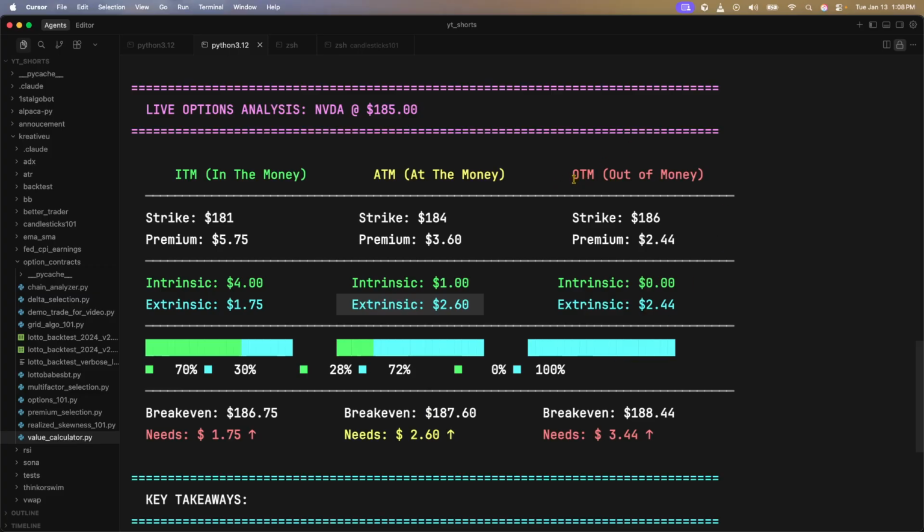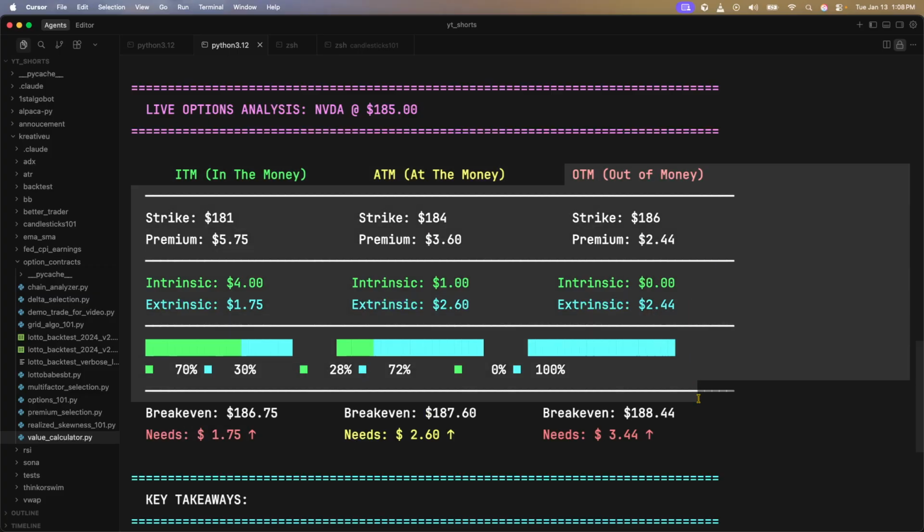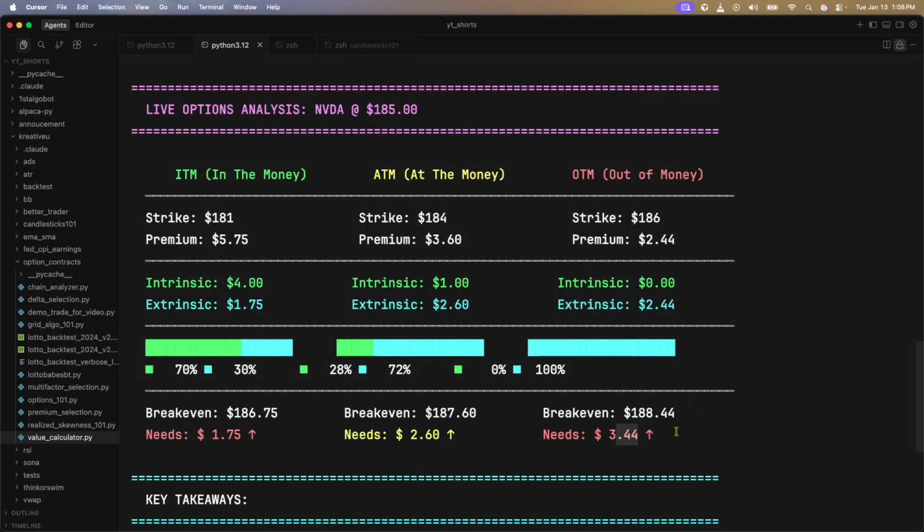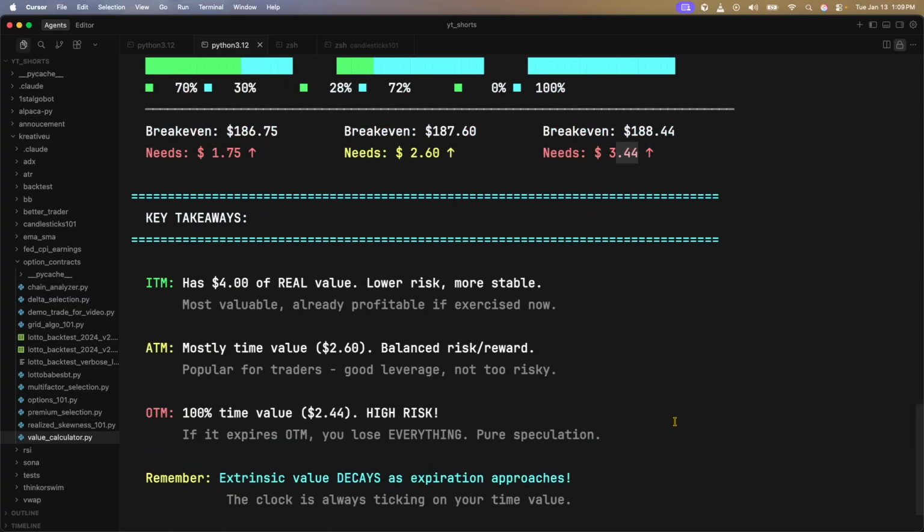And then OTM, completely out of the money contracts, a strike price of 186. The premium is going to be $244. Yes, it's the lesser of the three, but we have no intrinsic value baked in. It is all extrinsic. We need 344 in order to break even, and at the ATM here we need 260. And for ITM, or in the money contracts, we need 175. So of the three, yes, OTM is the least expensive, but we need a lot more movement in order to break even.